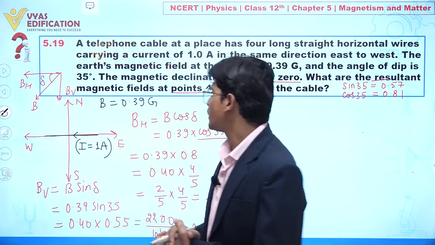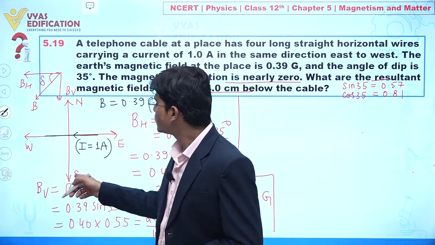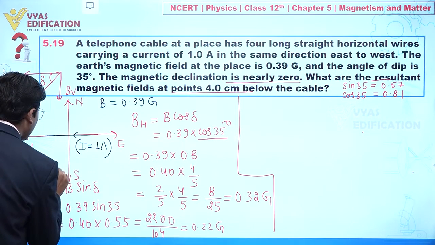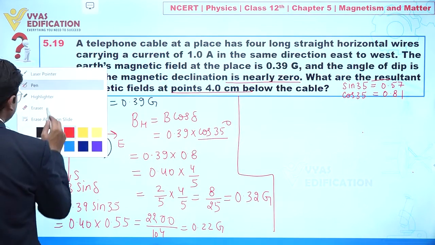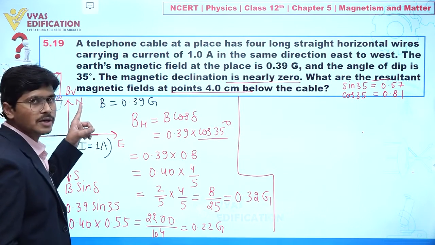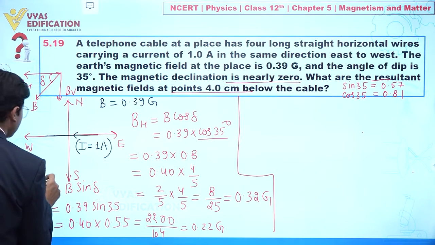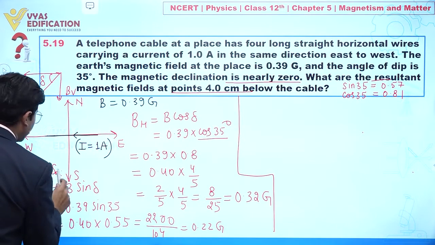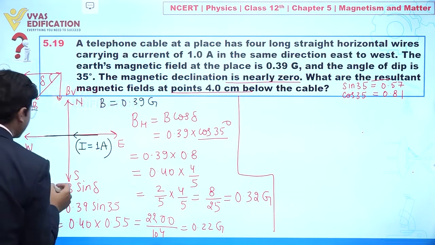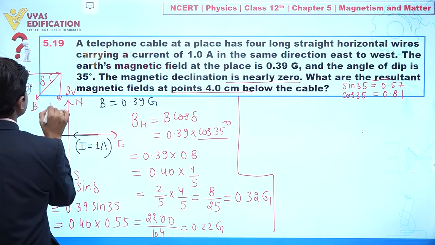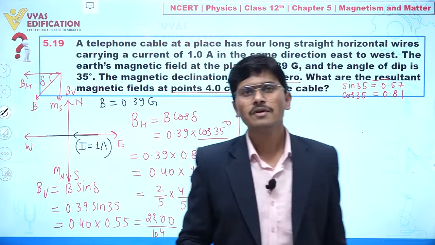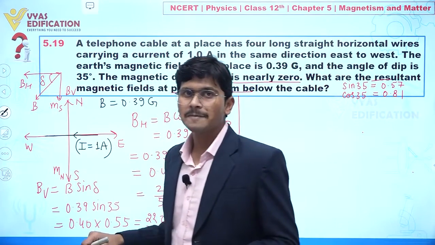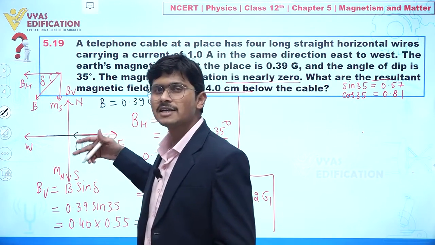The horizontal component of earth's magnetism is in the direction from south to north. Why? Because this is geometrical north and south. This is geometrical south, this is geometrical north. Clear? So we can write like this, this is magnetic north, and this is magnetic south. So what is the direction of earth's magnetism or the horizontal component of earth? We can say from north to south, but the magnetic field due to these four wires is perpendicular outward.